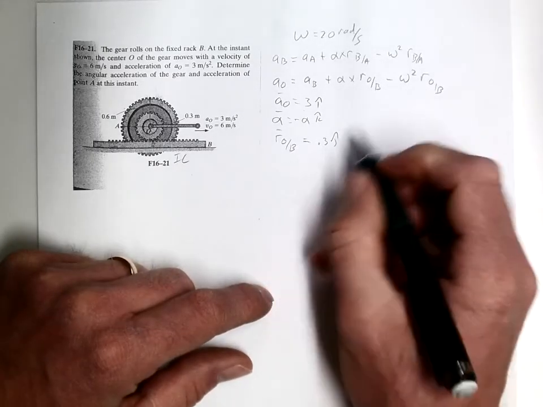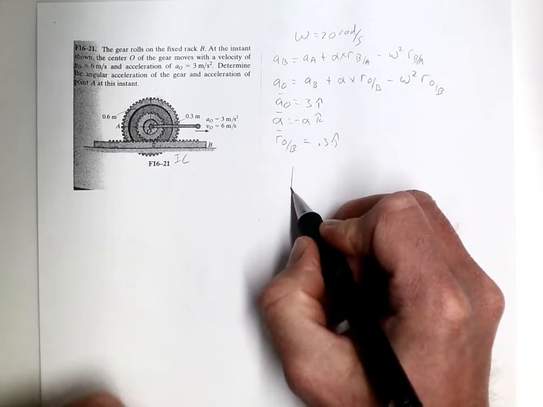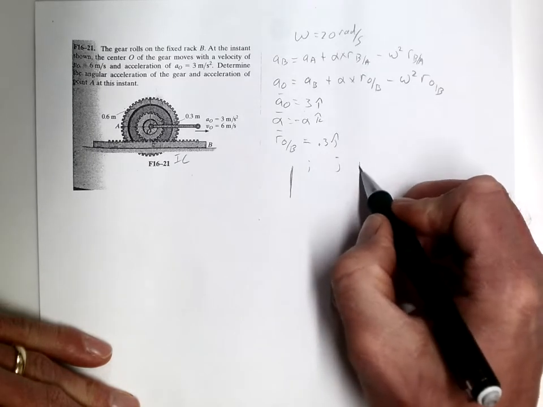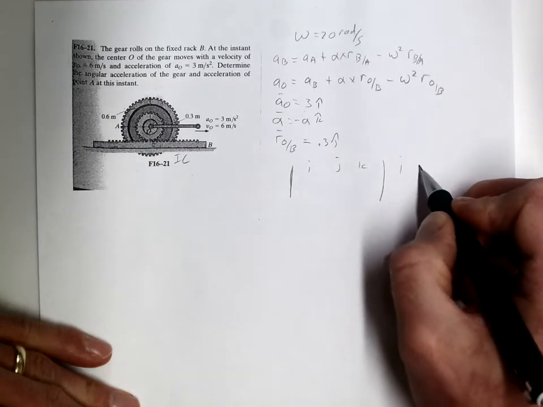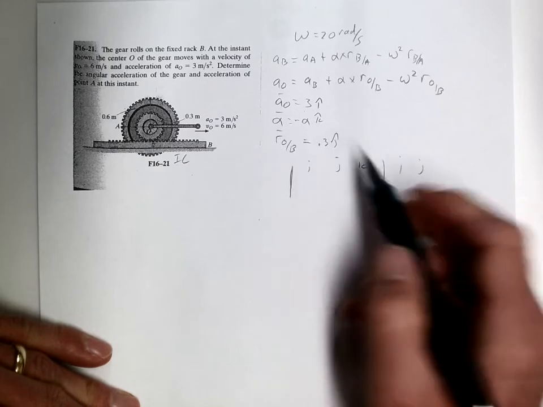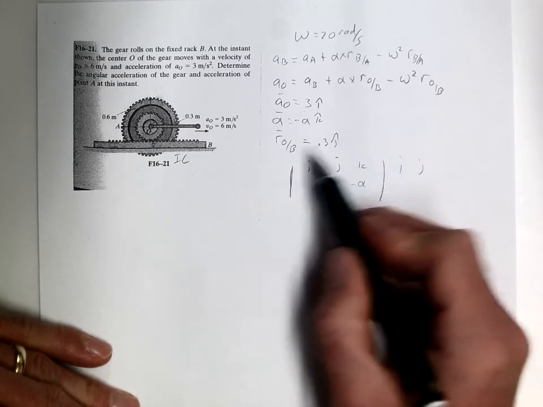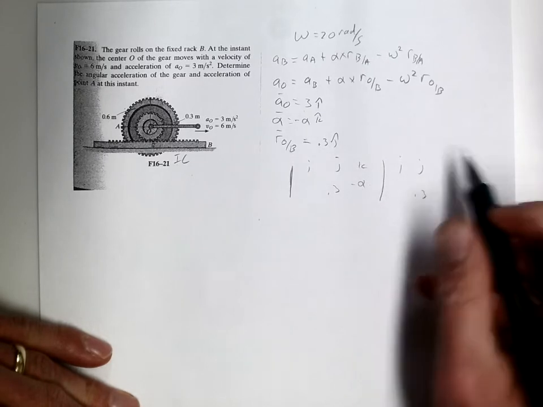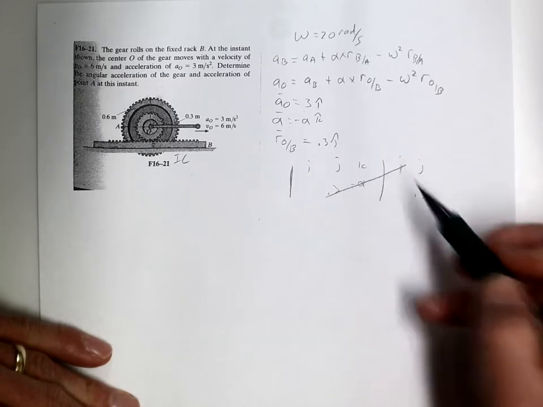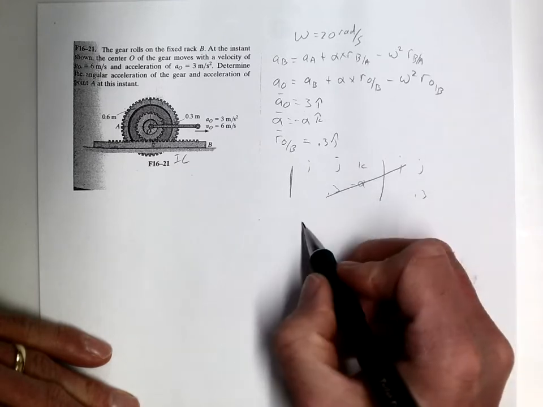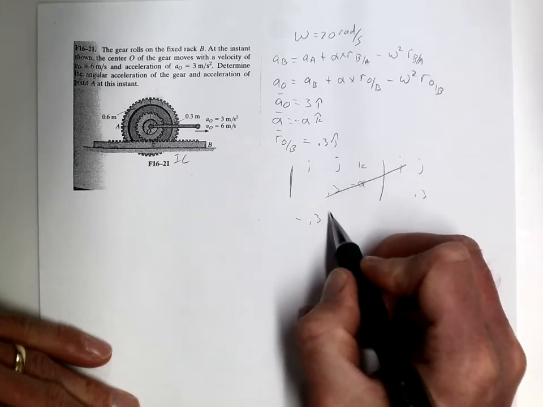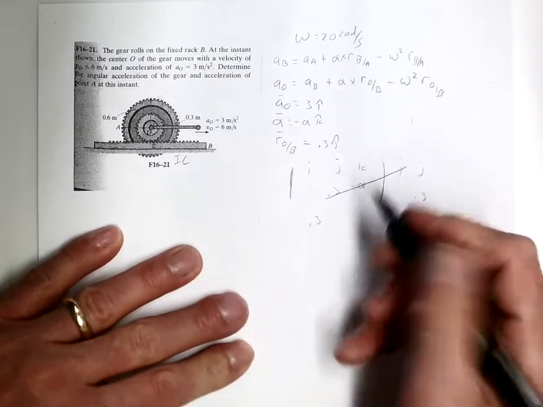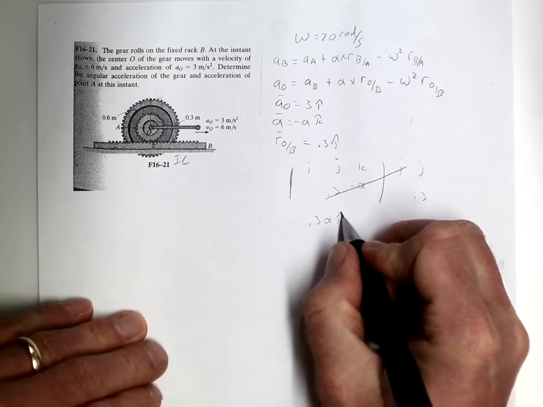So alpha cross ROB is going to be the determinant of I, J, K. Alpha is negative alpha. ROB is 0.3 in the J. So the cross product is negative, because we're up. Negative and negative makes a positive. So 0.3 alpha in the I direction.